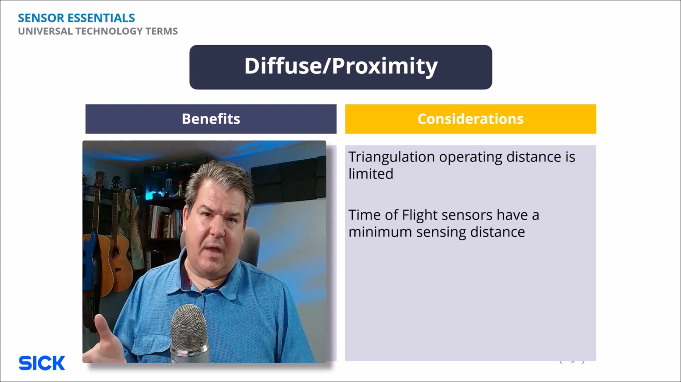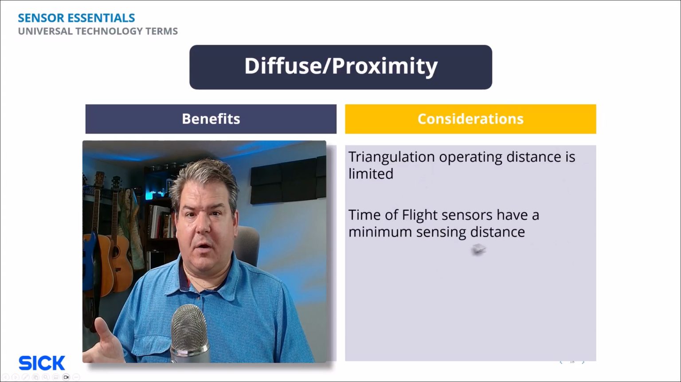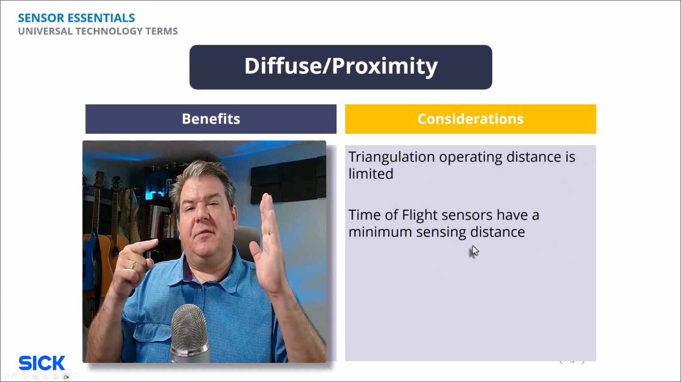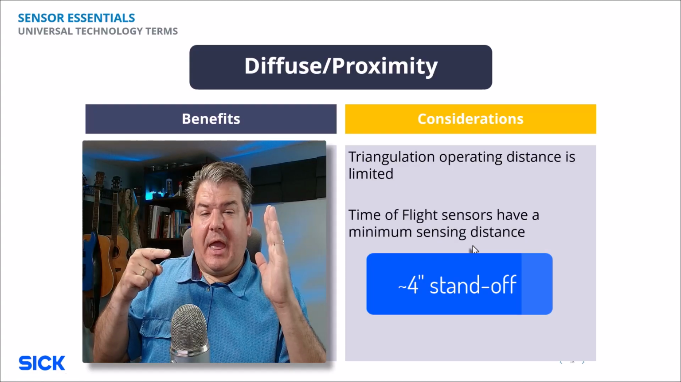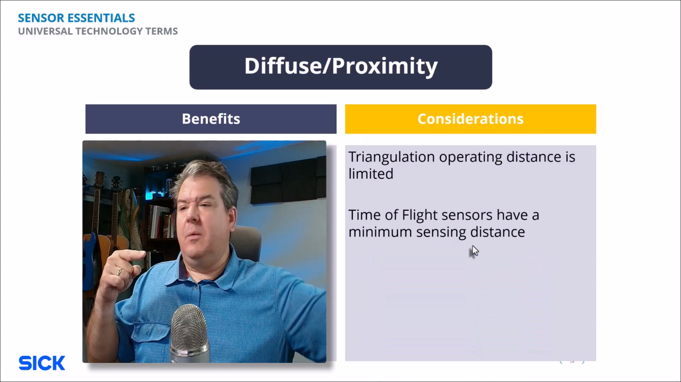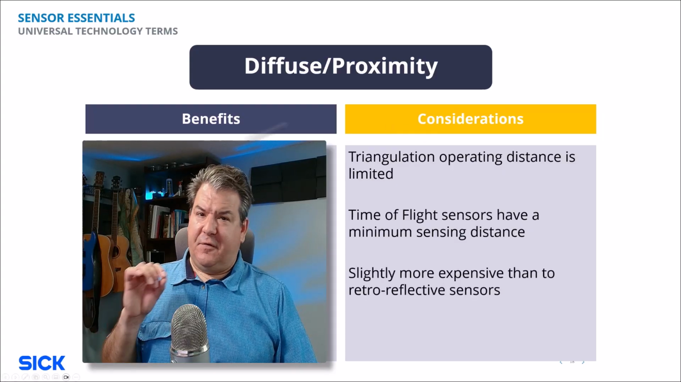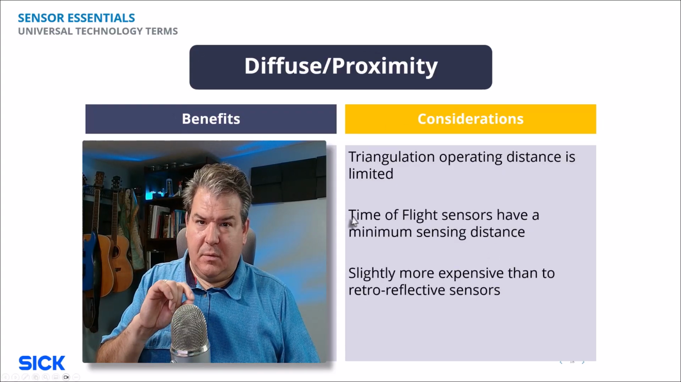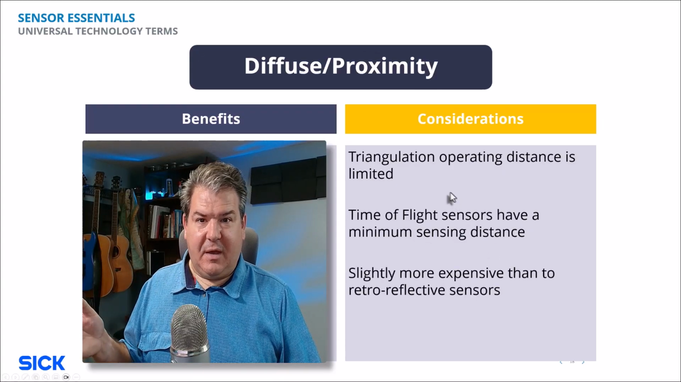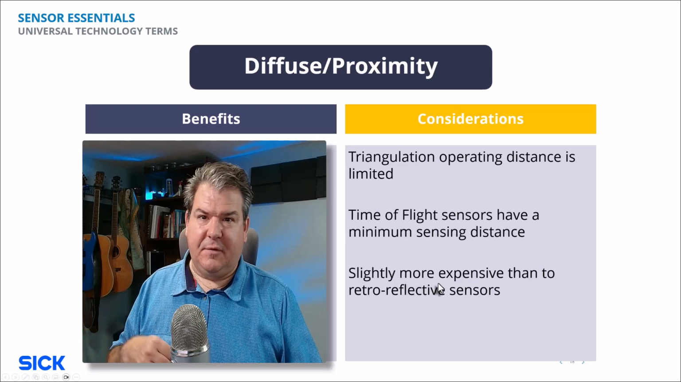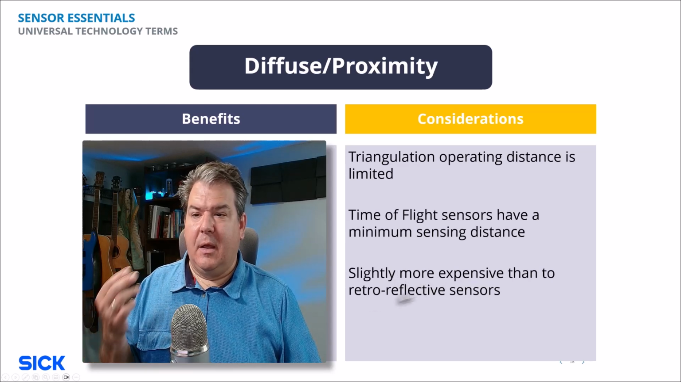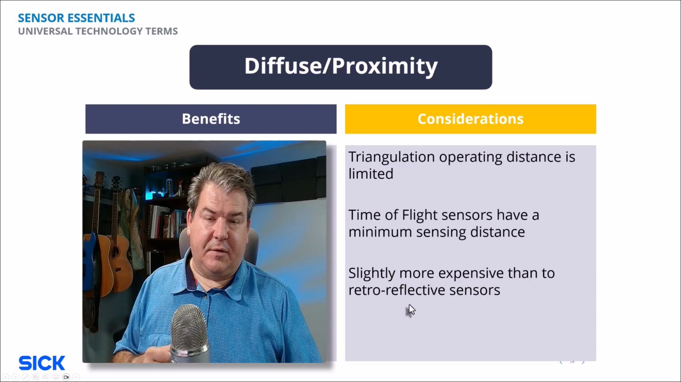Now, if we take a look at time of flight sensors, they're a good choice when the target is further away. The target needs to be at least 4 inches away, but they function extremely well out to hundreds of meters. These sensors are slightly more expensive, though, than your standard sensors because of the additional optics and technology going on that we don't have in the retroreflective sensors.